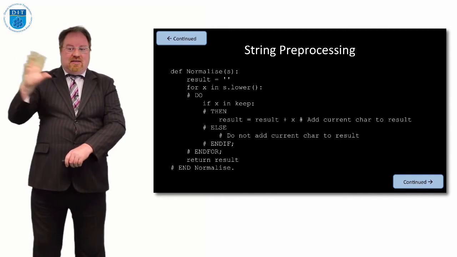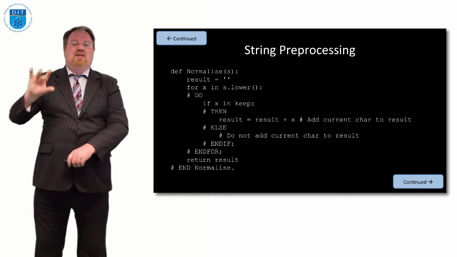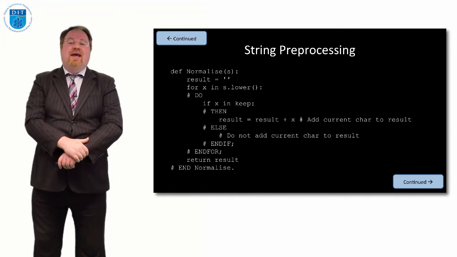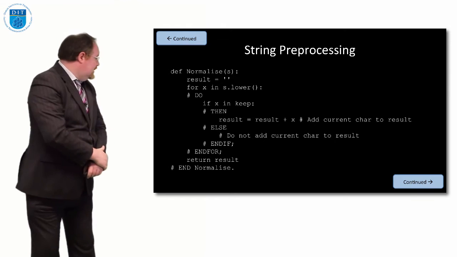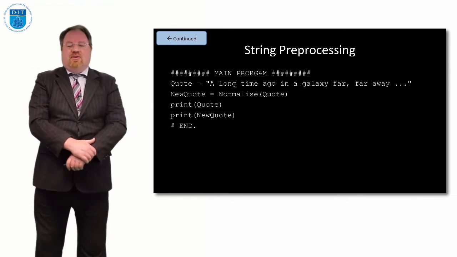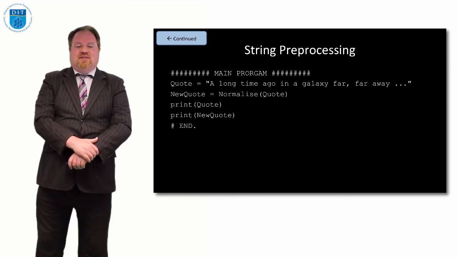Because it's not in the list we've declared of acceptable values, we won't add the exclamation mark on, so the result that returns back is just ABC. And then if we want to call that, we could call it by saying, "A long time ago in a galaxy far, far away," with commas and dot, dot, dot.